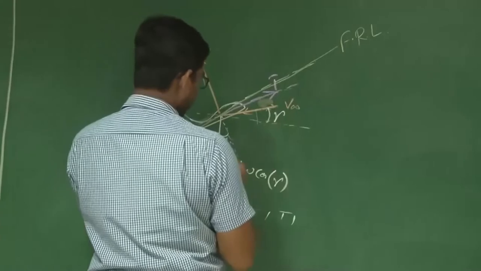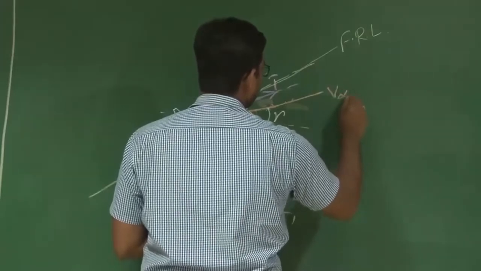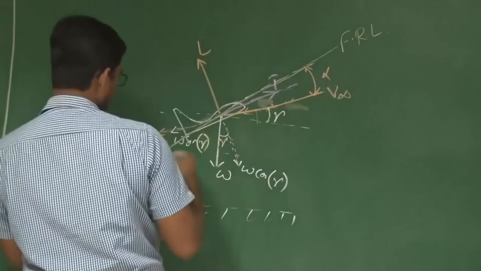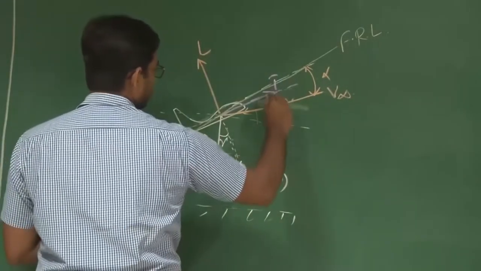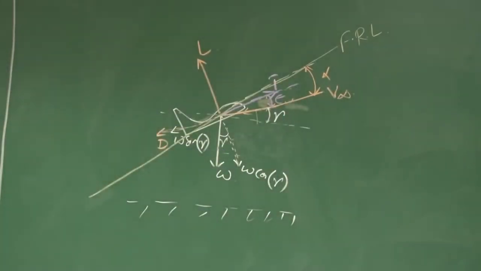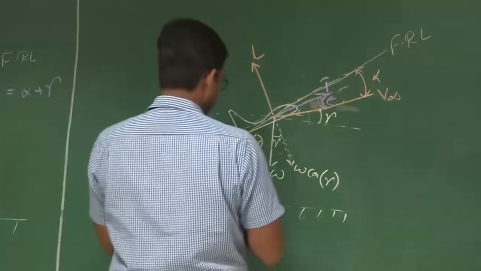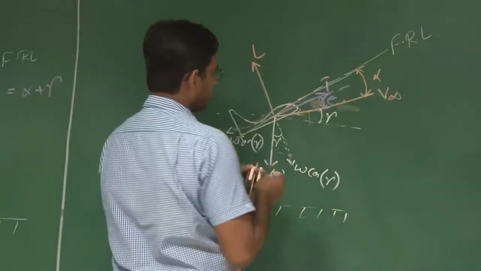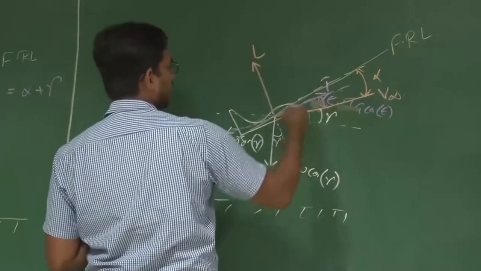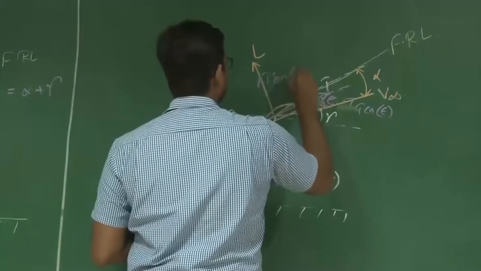So now the angle of attack will be with respect to the fuselage reference line. So this is your V infinity. So this angle is alpha, right? Now this T is misaligned with V infinity by an angle epsilon. So your T is not acting along the direction of your motion, right? So now the component of T along the direction of your motion is T cos epsilon, and perpendicular to the direction of motion, which is along the direction of lift, is T sin epsilon.